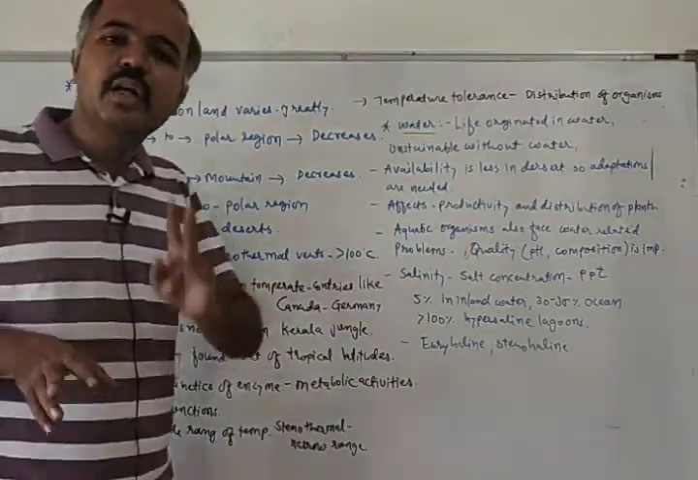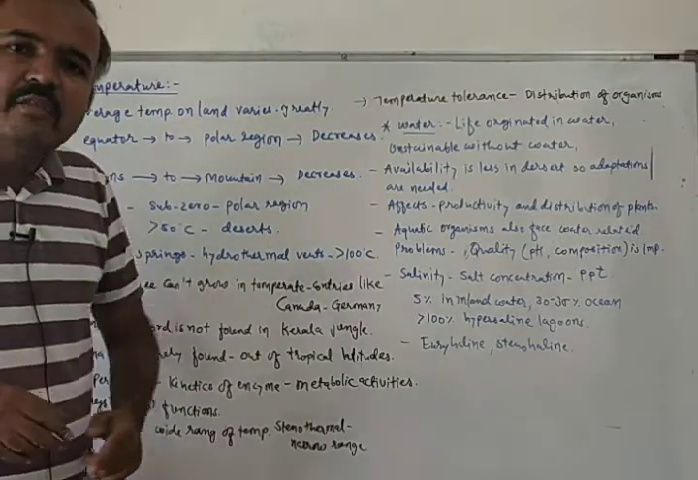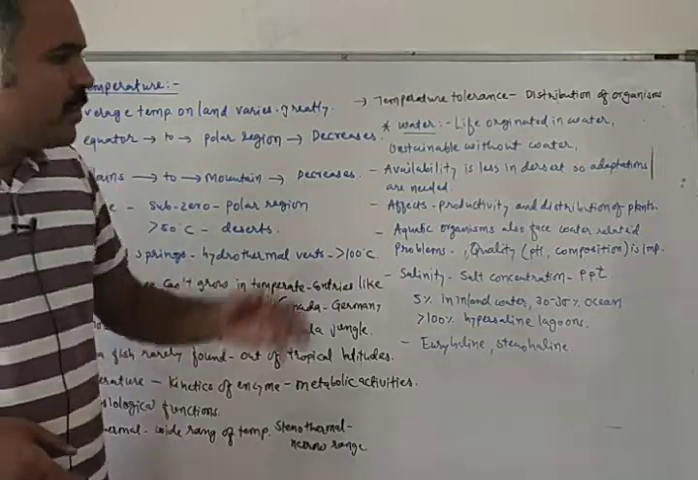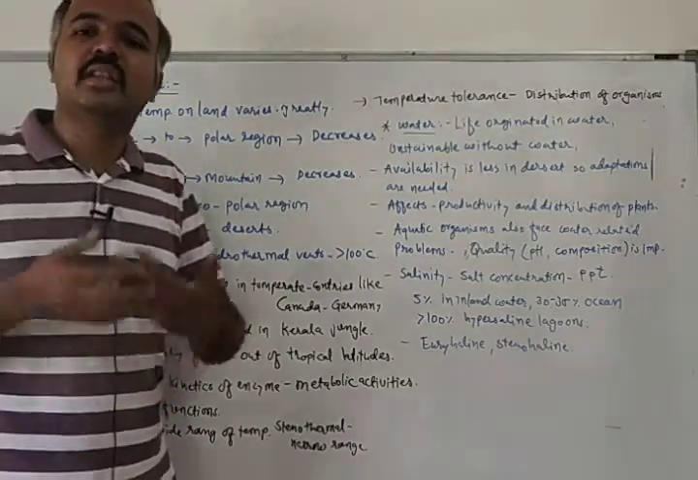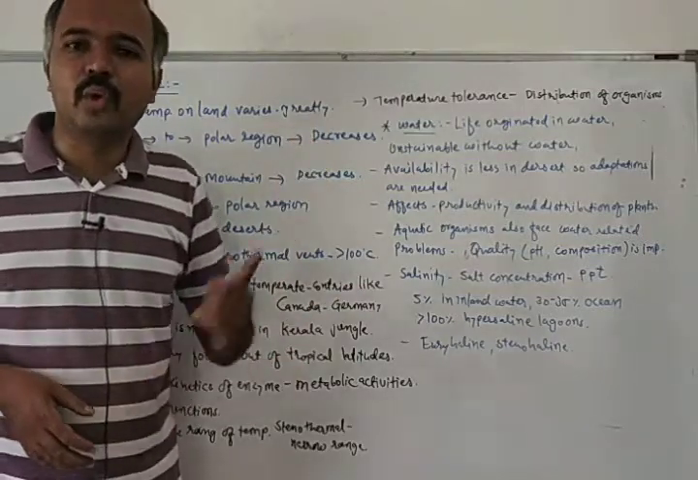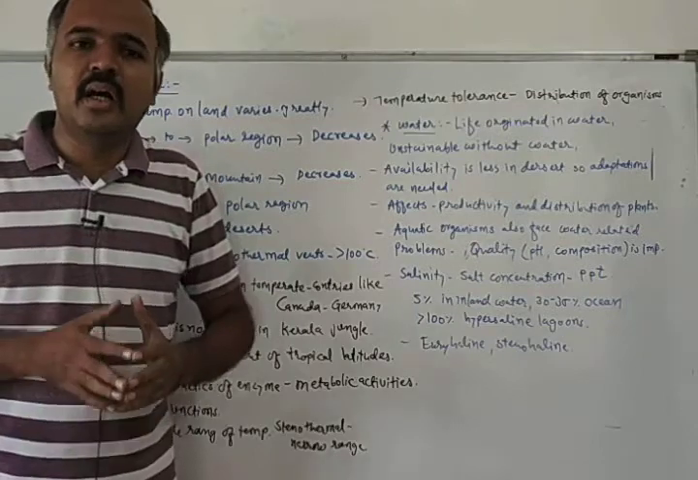So we have covered two abiotic factors of the habitat. We are remaining with light and soil, which we will discuss in the next video. We have started chapter 13, Organisms and Populations, and in that we have covered up to temperature and water, which are abiotic factors of the habitat.